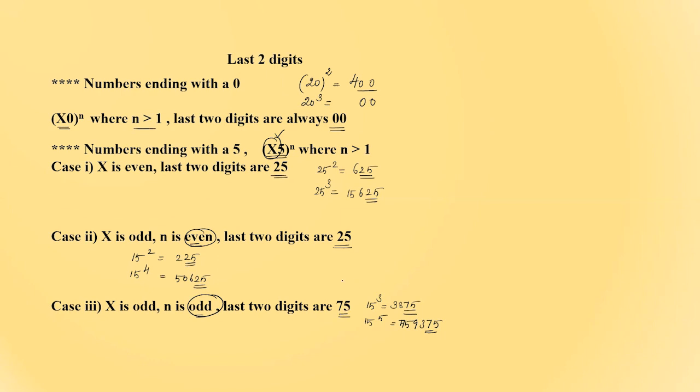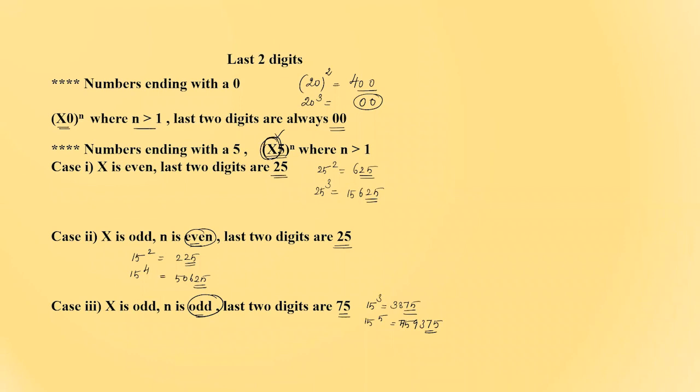So remember only two things we have done so far. Any number that ends with a 0, the last two digits of that number raised to the power anything greater than 1 will always be a double zero. This is very easy to remember. And then the second thing, any number ending with a 5.